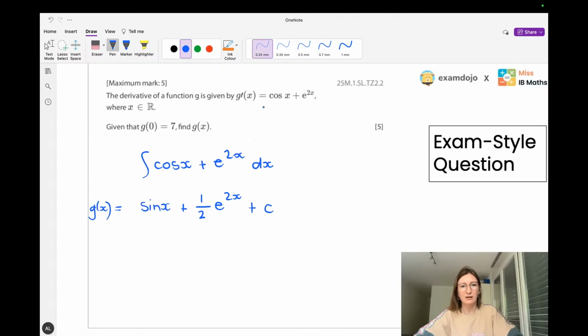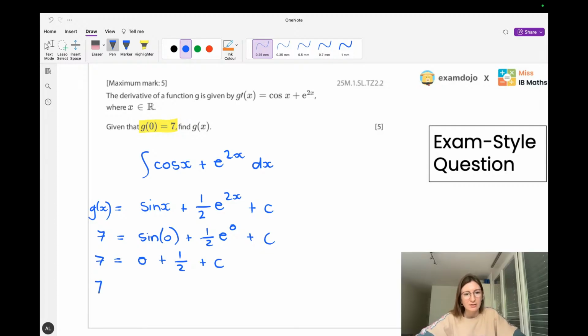And then finally, again, we have been given a boundary condition or initial condition. So we need to substitute 7 equals sine of 0. Love it when they give us 0. Makes everything much easier. E to the 0 plus c. What's sine of 0? 0. That just becomes 1. So plus a half plus c. So 7 minus a half equals c.